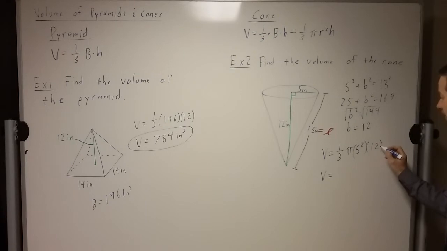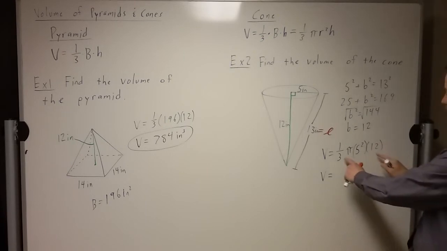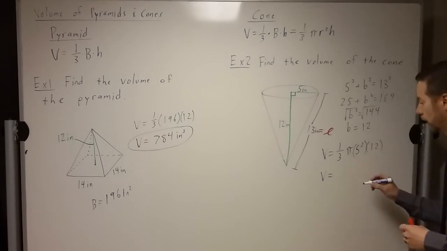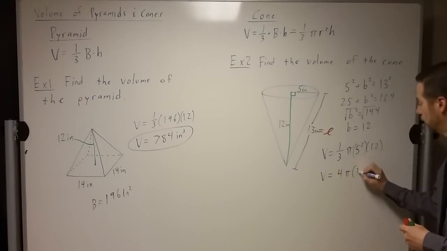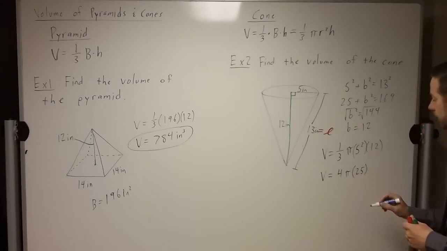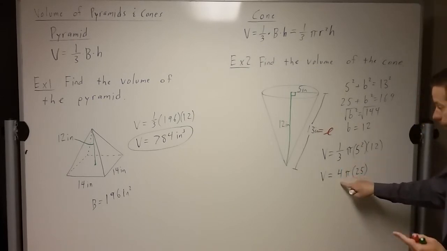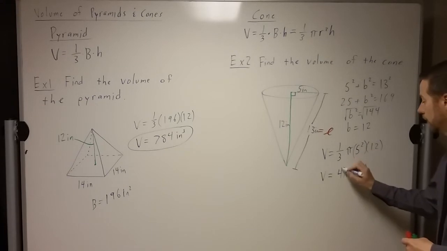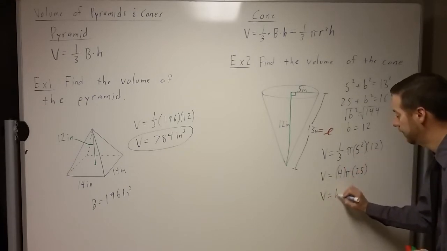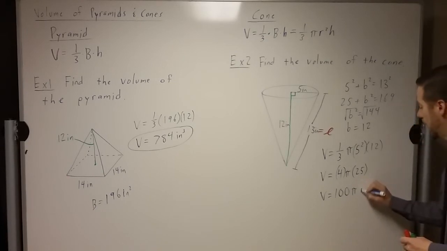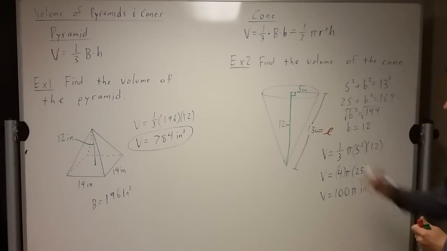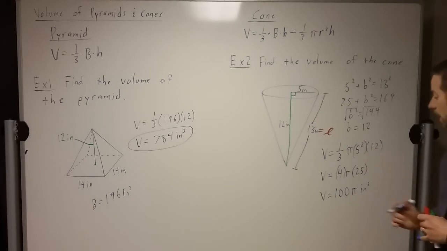So I'm going to do something a little clever here. 1/3 of 12 is just 4. And so that gives me 4 times pi times 5 squared, which is 25. I just did 1/3 times 12 to get the 4, and I squared the 5 to get 25. So 25 times 4 makes this 100 pi for the volume. And that would be in cubic inches, because our units are inches and we're doing volume. So our volume is 100 pi. And if you're asked to leave your answer in terms of pi, that's our answer.